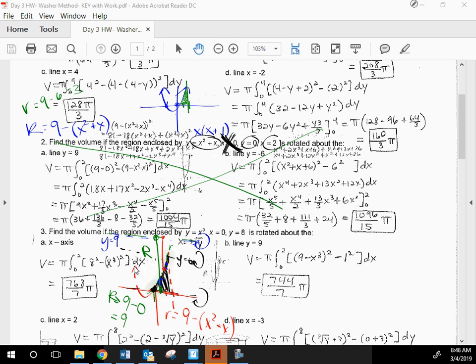So we had volumes by disk, volumes by washer. And those were basically the same thing in that when we rotated around, that means our cross sections are circles. Disk meant that we didn't have a gap. So like if I were to take this region right here and rotate it around my x-axis, there would be no gap. Washers, when we do have that gap, we have to basically subtract it out.